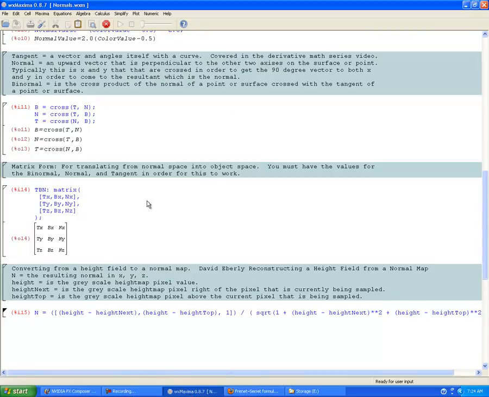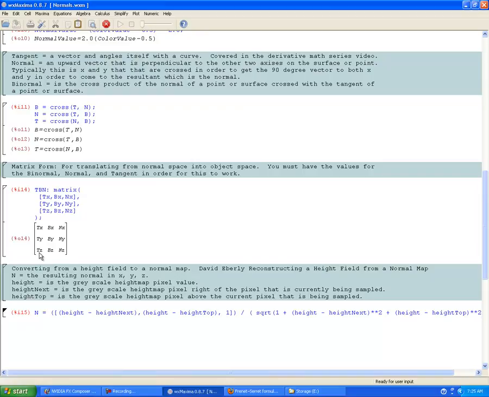We can also throw it into a matrix form for doing a translation for normal space. So a matrix form for translating from normal space into object space. You must have the values for the binormal, normal, and tangent in order for this to work. So we need to go from normal space over into object space because you do have to convert it back. In order to do that, it's real simple.